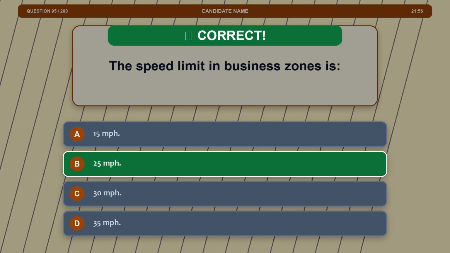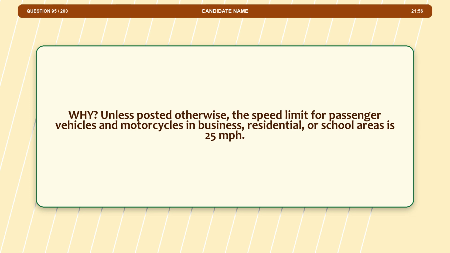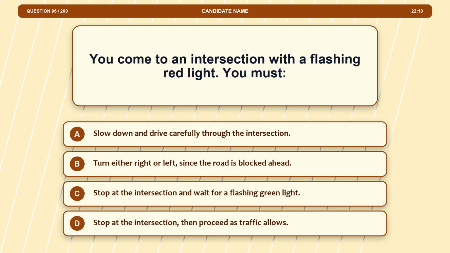The correct answer is option B, 25 miles per hour. Explanation. Unless posted otherwise, the speed limit for passenger vehicles and motorcycles in business, residential, or school areas is 25 miles per hour.